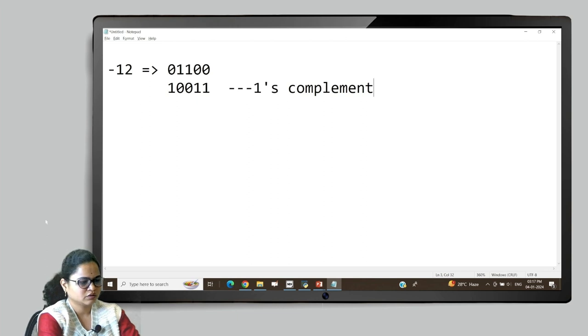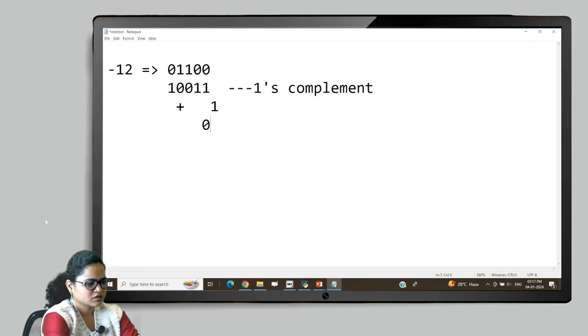Complement of the number. Now just add 1 into it. Just add 1 into this particular ones complement number. So just add 1 into it. So you will get the result as 1 plus 1, 0. 1 plus 1, 0, 1, 0, 1.